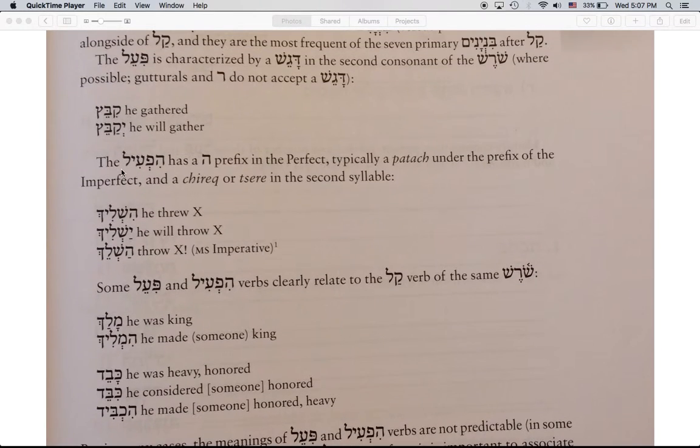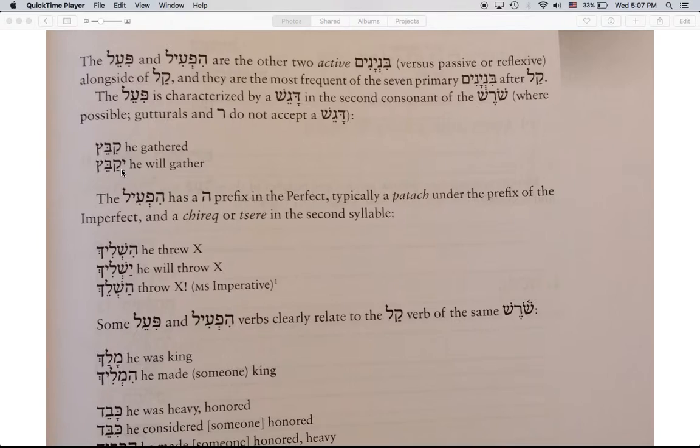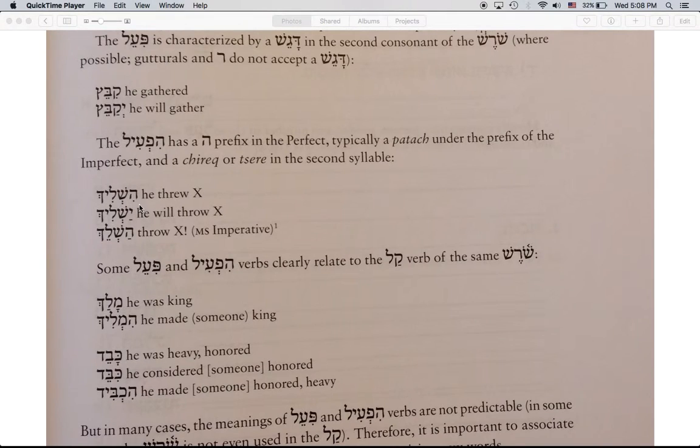So those are some of the characteristics on how these binyanim are formed. You might remember that the qal is normally formed with two a vowels underneath the root letters, with nothing added to the front or to the back or the middle. Here the piel is spelled with the dagesh in the second root letter, and typically an i vowel and an e vowel, or an a vowel and an e vowel. The hiphil has a hey on the front when it can, and then the hireq yod or a tsere after the second syllable.